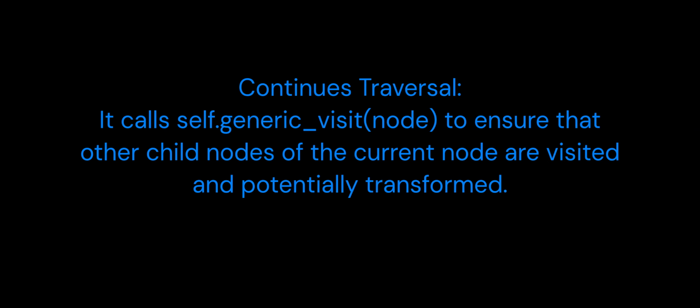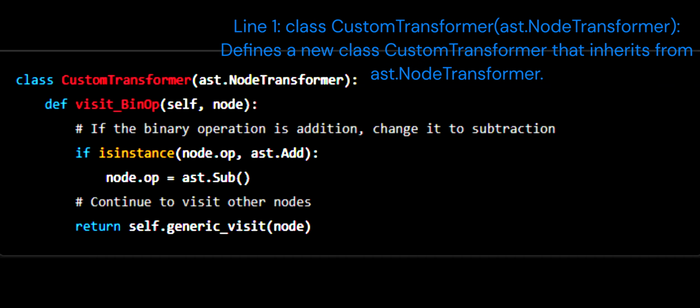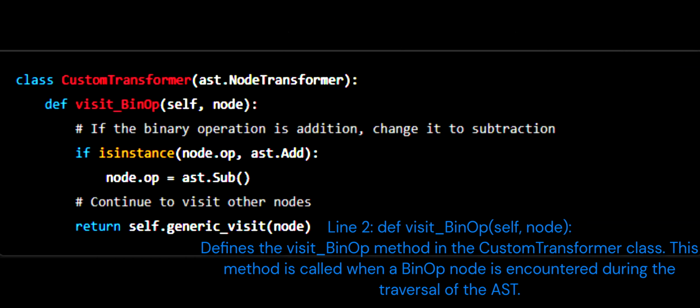potentially transformed. Line 1: class CustomTransformer(ast.NodeTransformer). Defines a new class CustomTransformer that inherits from ast.NodeTransformer. Line 2: def visit_BinOp(self, node). Defines the visit_BinOp method in the CustomTransformer class. This method is called when a BinOp node is encountered during the traversal of the AST.